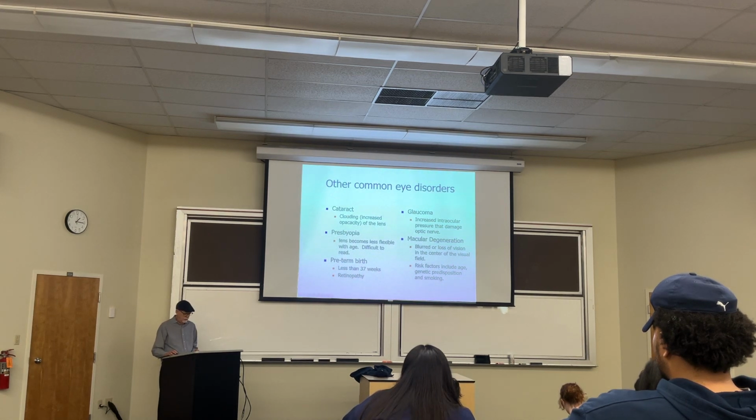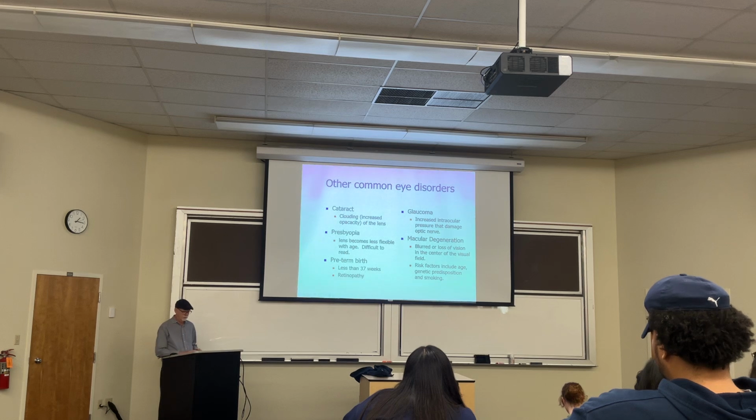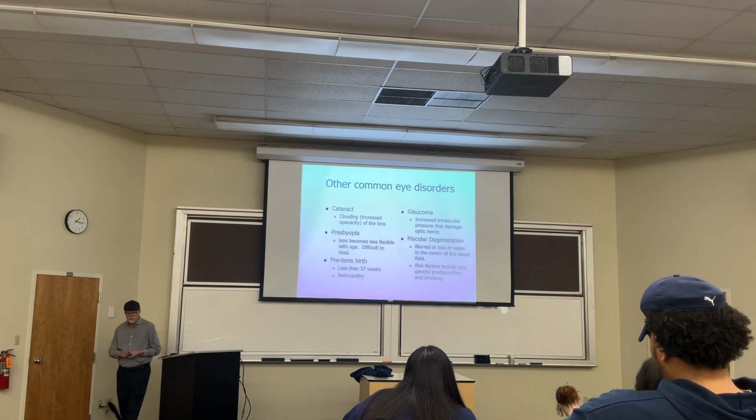Preterm birth affects the retina. So this one here is a retina. Preterm birth is defined as less than 37 weeks gestation. We sort of have to define that a little bit more precisely.